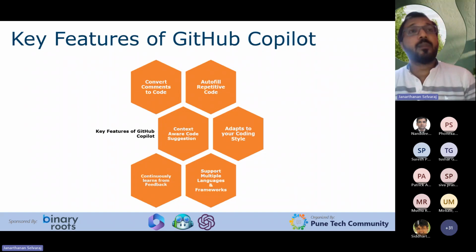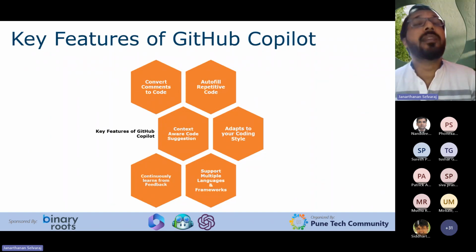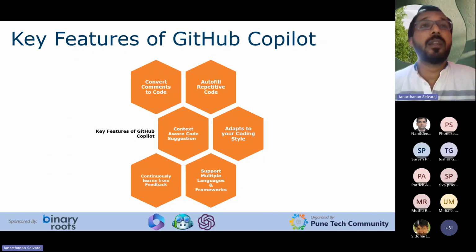And how does GitHub Copilot improve your code suggestions? It learns continuously from feedback. Whatever prompts users give in GitHub Copilot, it learns from those, which is called in-context learning. There is a concept called in-context learning in the large language model, where we talk about three types of learning: zero-shot learning, few-shot learning, and one-shot learning.